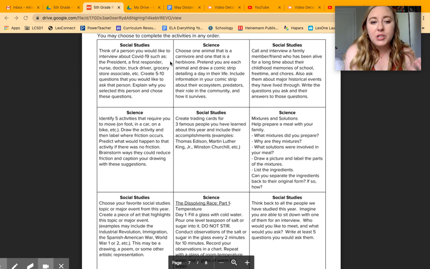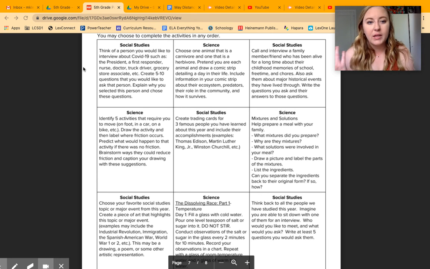The first option is the social studies option where you're going to interview somebody about COVID-19. You're going to come up with 5 to 10 questions that you would ask that one person. So it might be the president, a first responder, like a doctor or a policeman, or somebody who might be impacted.